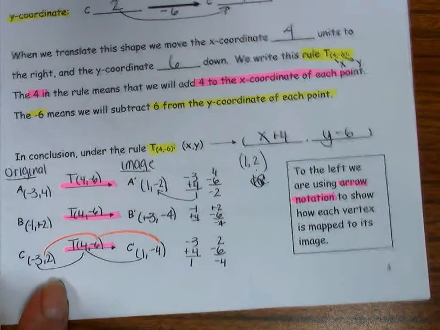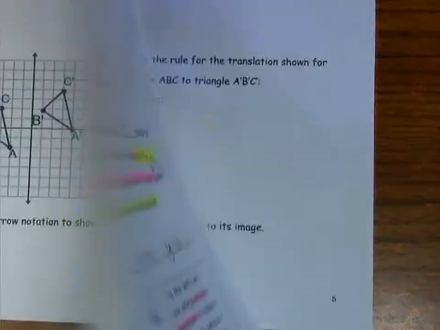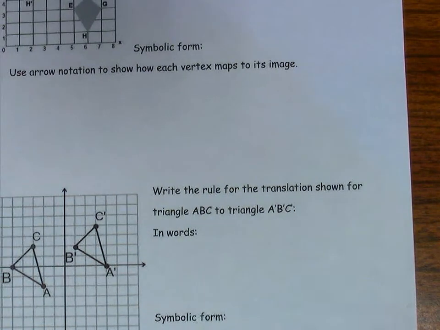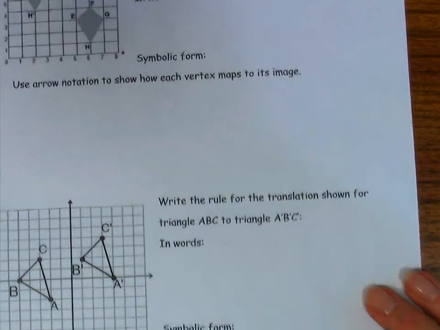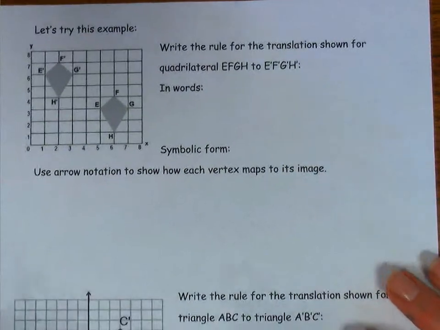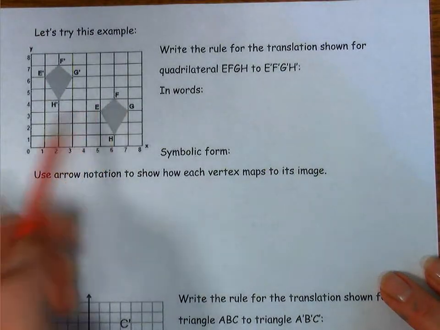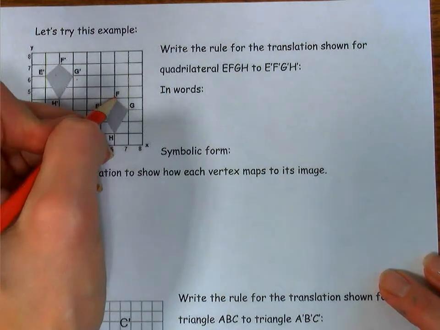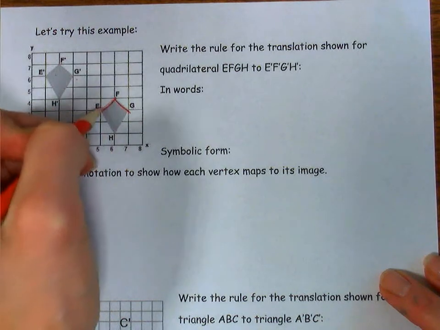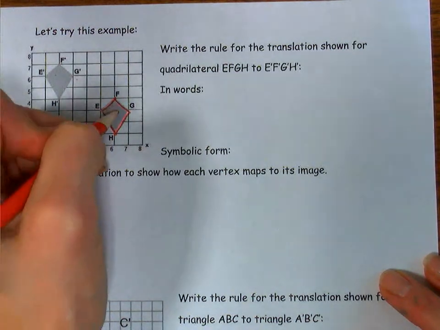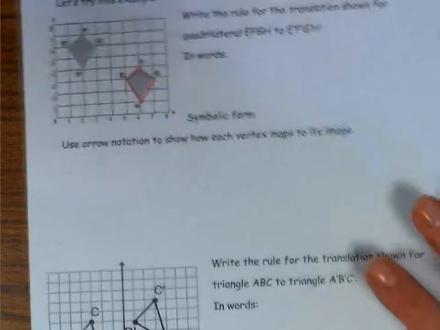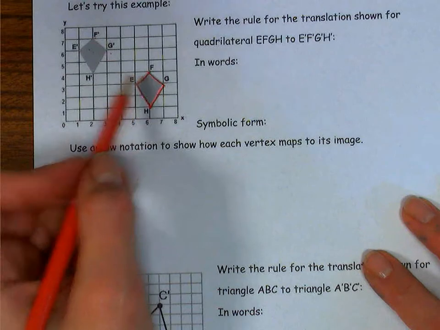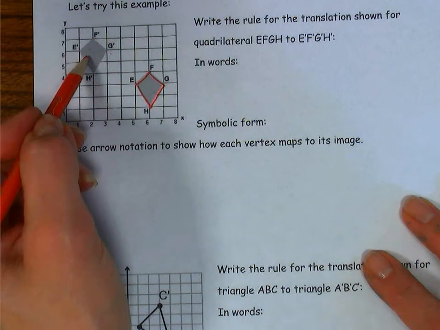Okay, cool. I hope you guys are doing so good so far. And we're on to our last section here. So now I want you to try to come up with the rule. So we're going to write the rule that will translate quadrilateral EFGH to E prime, F prime, G prime, and H prime. So EFGH, I'm going to outline this in red so that you can see it, and we're going from here to here. So what we want to figure out is how far left or right and how far up or down we have to move to get this to match exactly on top of this.